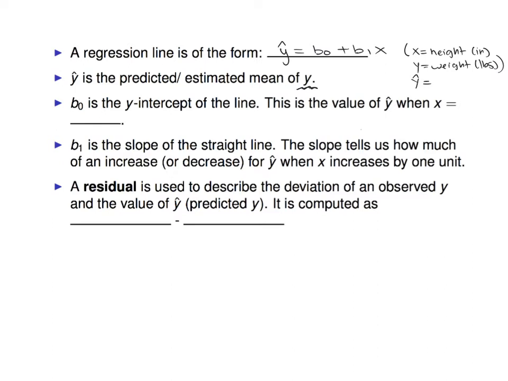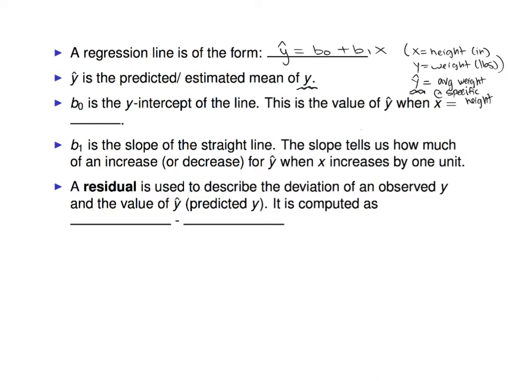And there is variability. People that are the same heights weigh different things. So this y hat is giving you the average weight at a specific height. And another good question to ask is, well, how much people vary around that average? And we'll talk about stuff like that in this lesson.